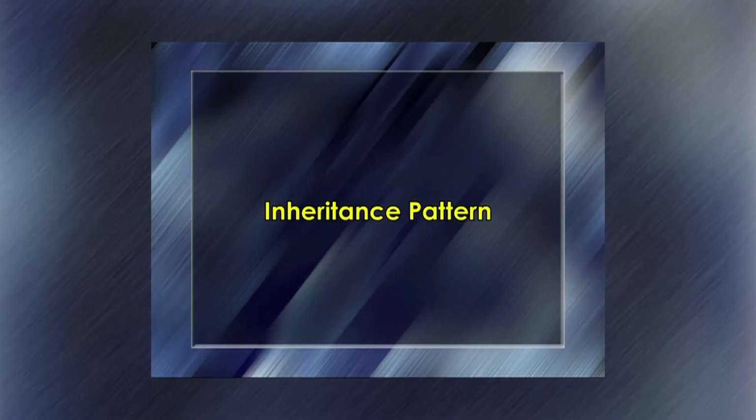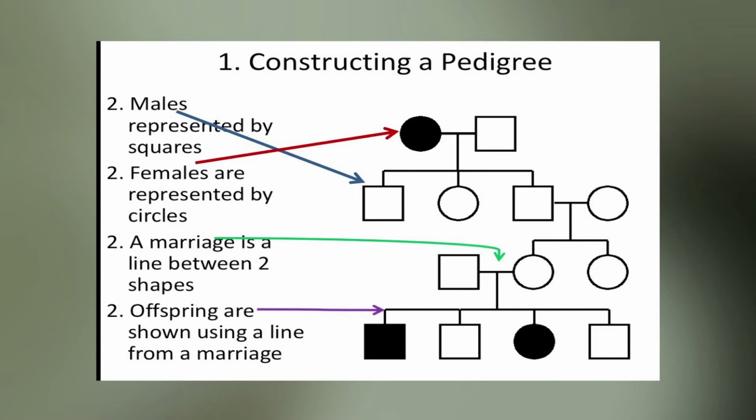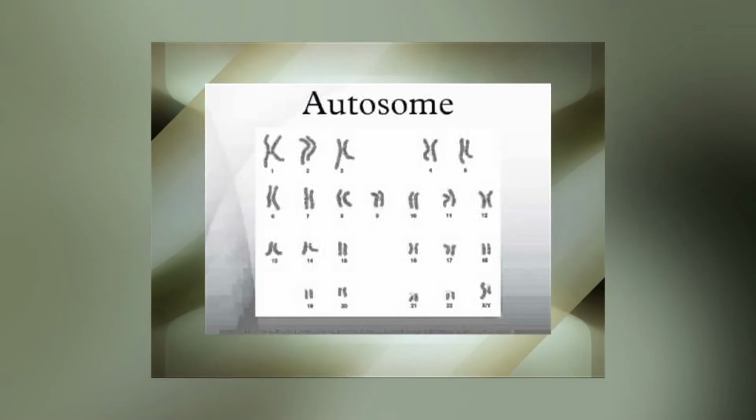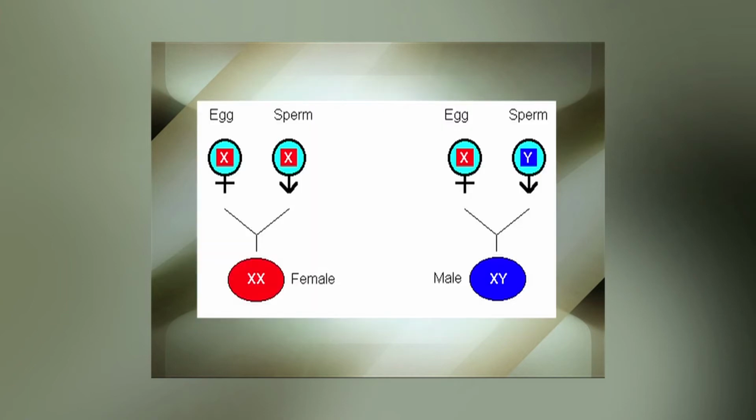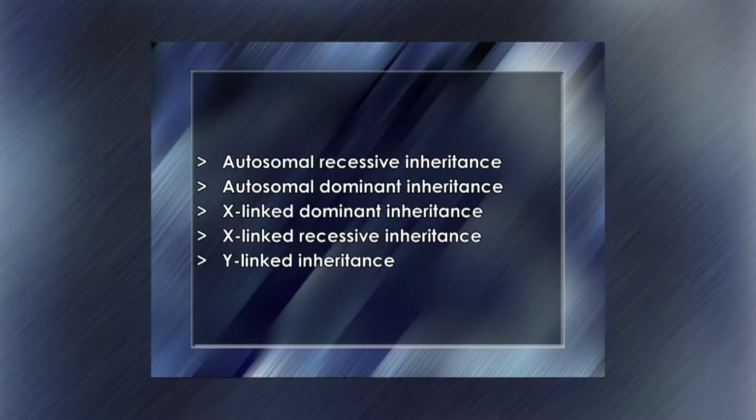Inheritance pattern. Once a pedigree has been constructed, the principles of Mendelian inheritance are used to follow the trait through a family to determine whether it is inherited as a dominant or recessive trait and whether it is located on an autosome or a sex chromosome. The 5 basic Mendelian patterns of inheritance for traits controlled by single genes are: number 1, autosomal recessive inheritance; number 2, autosomal dominant inheritance; number 3, X-linked dominant inheritance; number 4, X-linked recessive inheritance; and number 5, Y-linked inheritance.